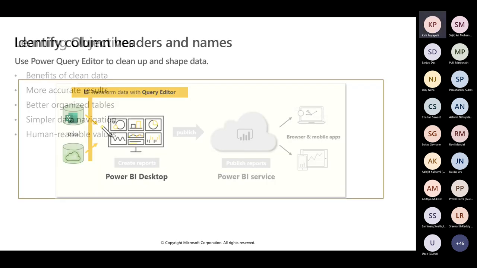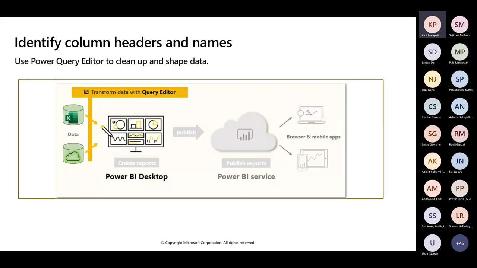So first identify the column headers and names. Use Power Query Editor to clean up and shape your data. Power Query Editor in Power BI Desktop allows you to shape, in the sense of transform. So we are just shaping our data, transforming our data in a proper way. So you can accomplish actions such as renaming columns. If you want to rename the columns or the tables, or change text to numbers. So if you have a column of text, but you are entering numbers like 1, 2, 3, 4, 5, 6, and you want to change that column to numbers, you can do that during this time.